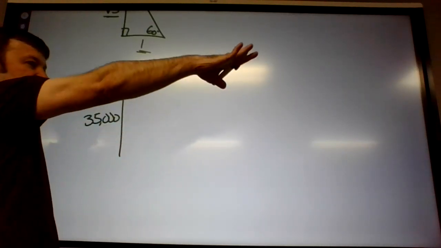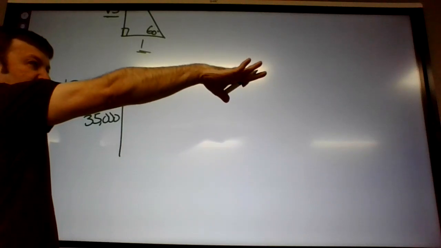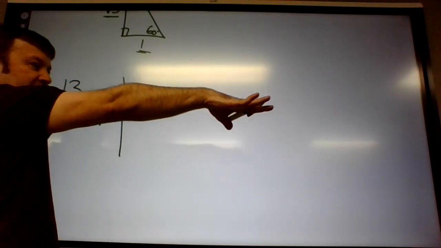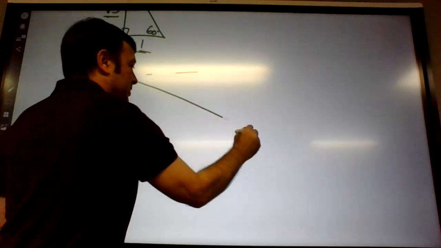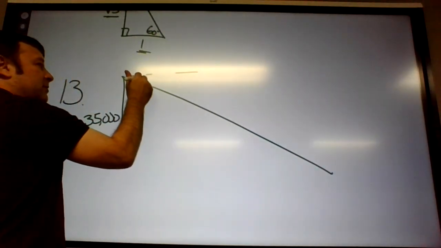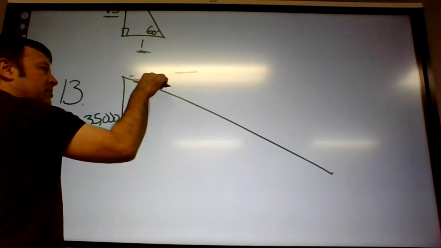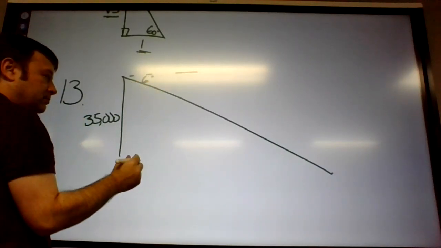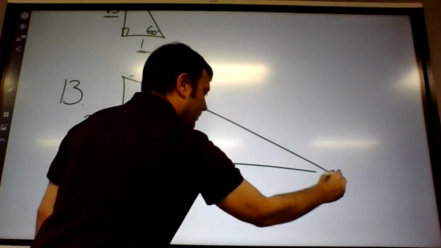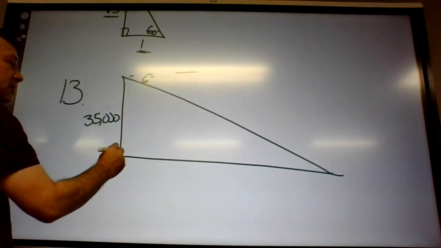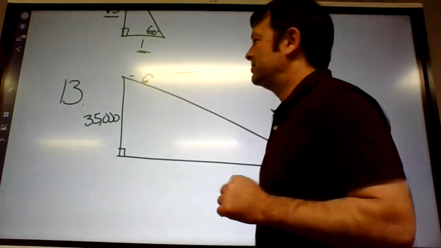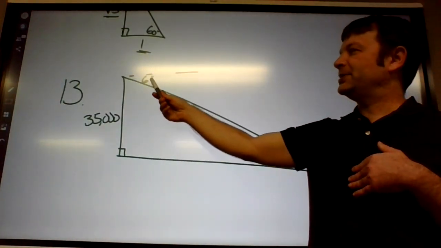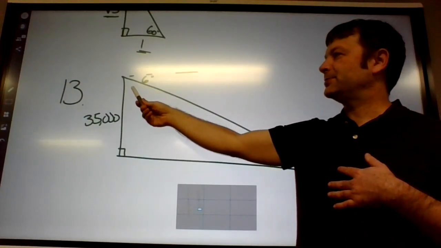So angle of descent means, so straight ahead is like 0 degrees. So if you're descending at a 6-degree angle, that means from straight ahead, it's hard for me to draw an angle that small, but this would be 6 degrees right here. Okay. Notice though that 6 degrees is not inside this triangle.